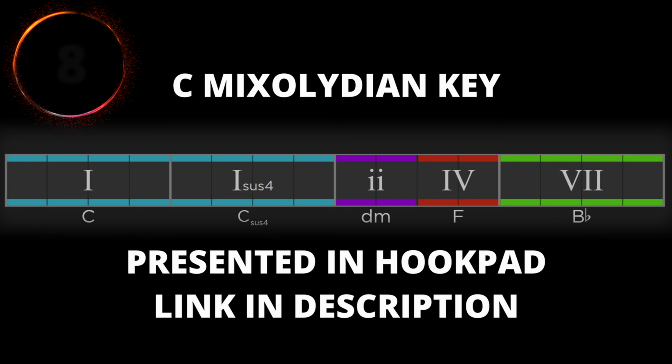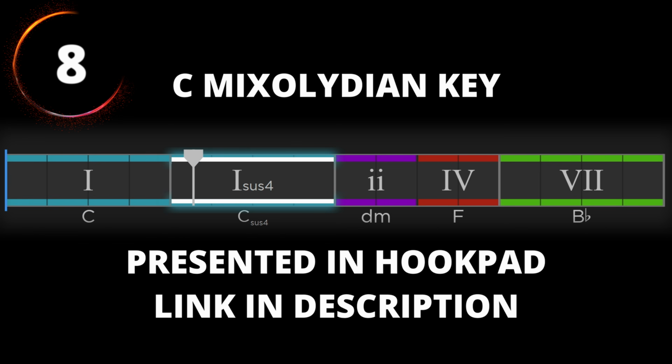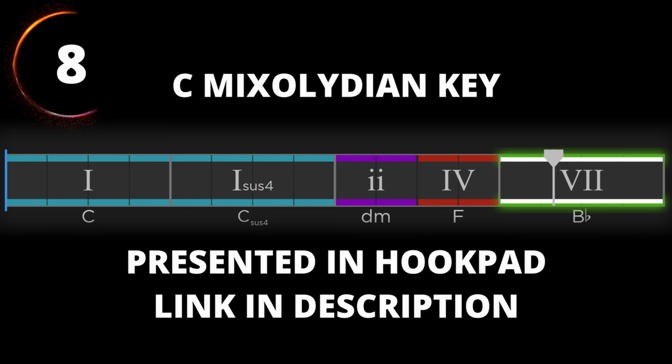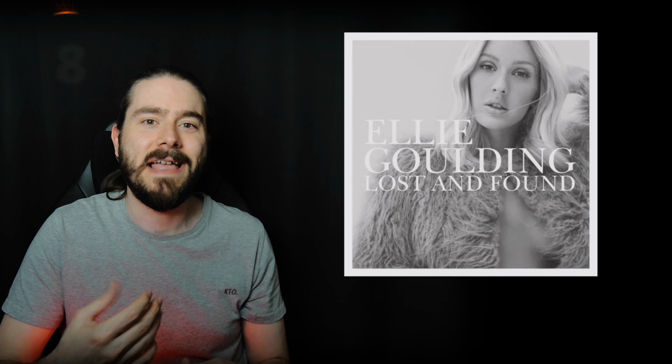Number 8 and some Mixolydian mode examples now, starting with 1, 1 sus4, 2, 4, 7. Sus4 chords complement the distinctive major sound of the Mixolydian mode, and because of its extensive use in rock music, you'll find plenty of Mixolydian sus4 examples. Here we saw the use of the 1 sus4 chord, like in our first major key example. Find this in Lost and Found by Ellie Goulding.